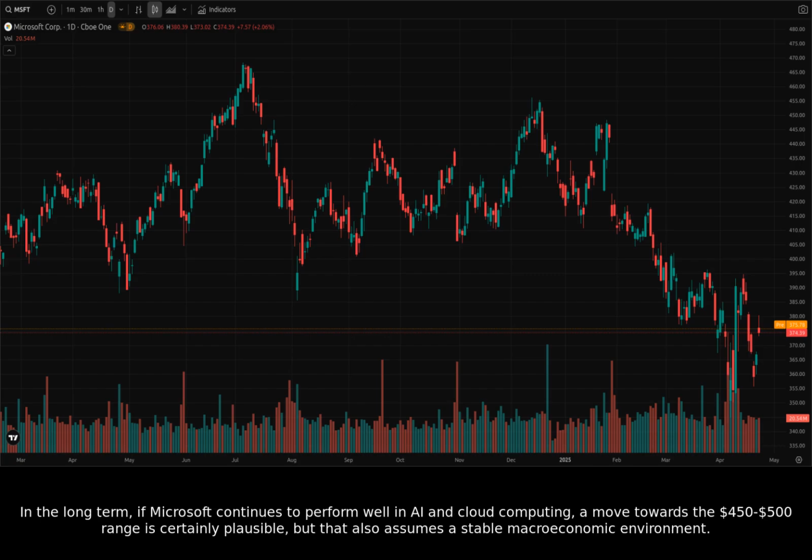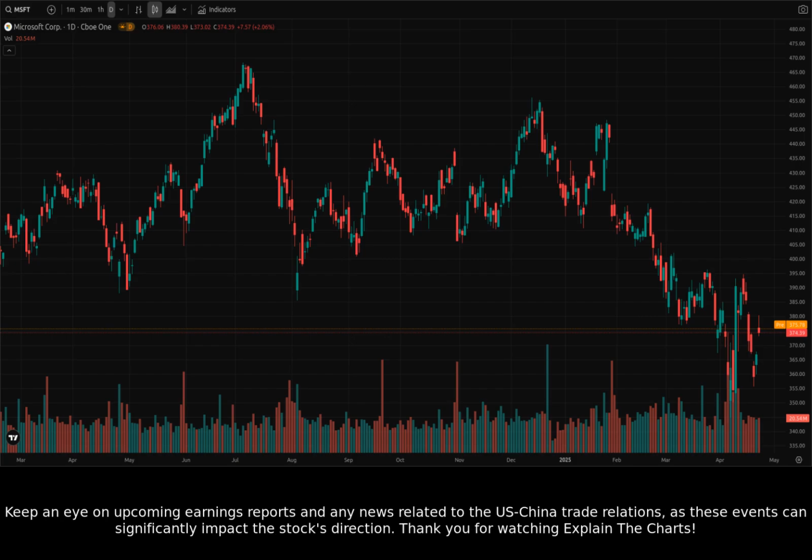In the long term, if Microsoft continues to perform well in AI and cloud computing, a move towards the $450 to $500 range is certainly plausible, but that also assumes a stable macroeconomic environment. Keep an eye on upcoming earnings reports and any news related to U.S.-China trade relations, as these events can significantly impact the stock's direction.